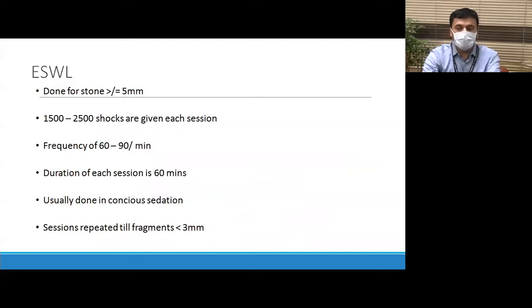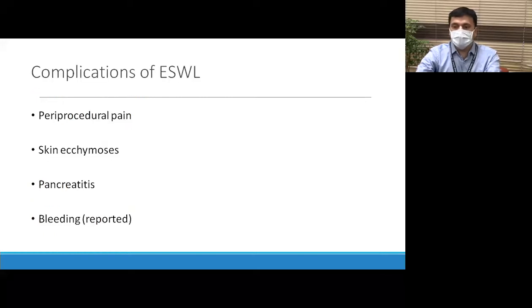About 1,500 to 2,500 shocks are given in each session. Frequency is about 60 to 90 per minute. Duration of each session is 30 minutes, and this is done with conscious sedation. The patient will have to undergo repeated sessions until the fragments become less than 3 mm. The possible complications with ESWL could be peri-procedural pain, skin ecchymosis, pancreatitis, and rarely bleeding has been reported.